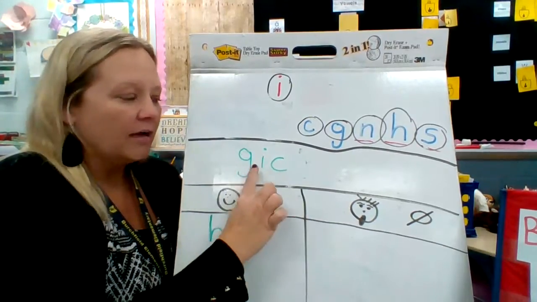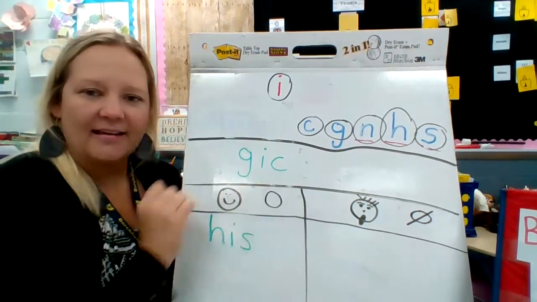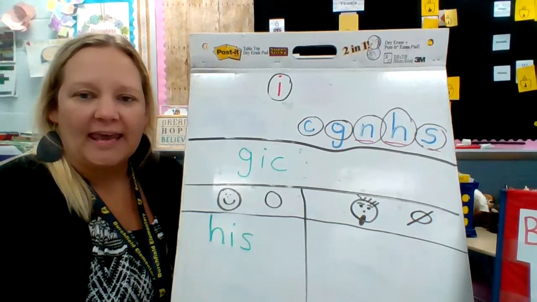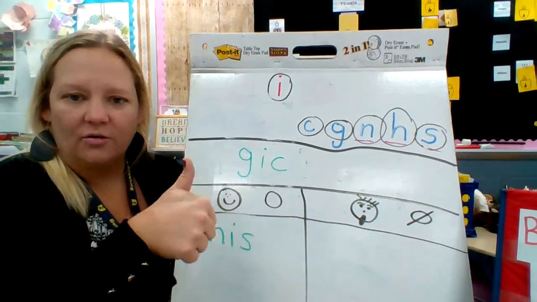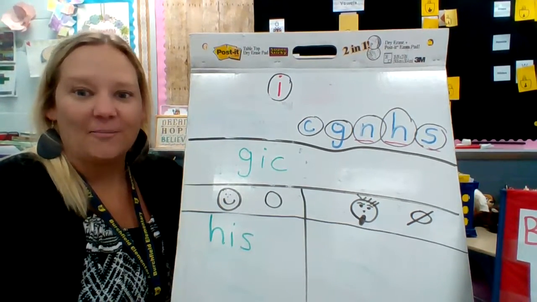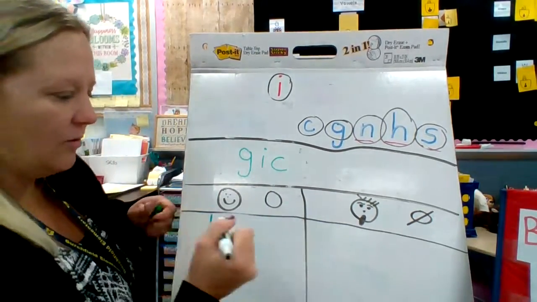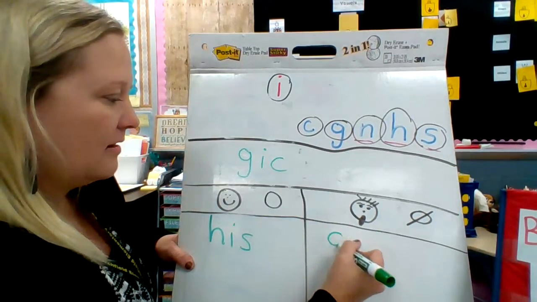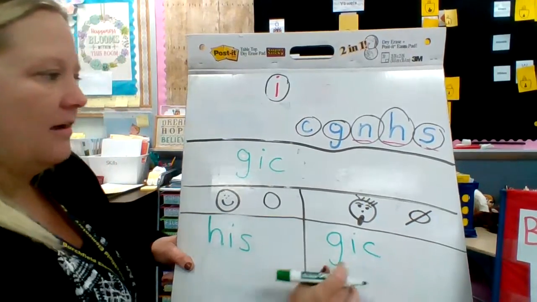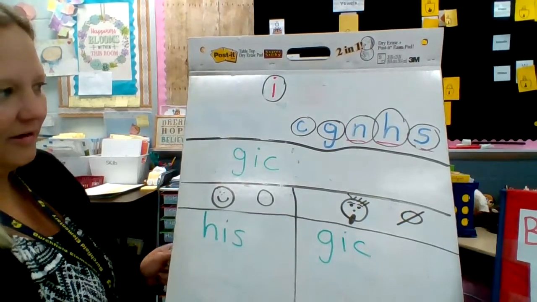Listen to yourself. G. I. K. G. I. K. The word is gick. Gick. Everybody say gick. Have you ever heard the word gick? Do you think gick is real or nonsense silly? What do you think? I saw a couple silly faces. Yes, gick is a nonsense silly word. That is not a real word. So I'm going to add it underneath the nonsense silly word column. G, I, K. Gick. All right, so that is not a real word, okay?